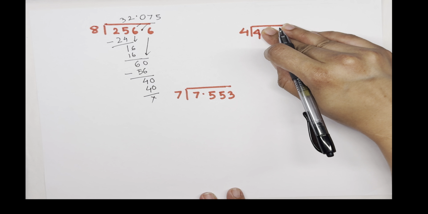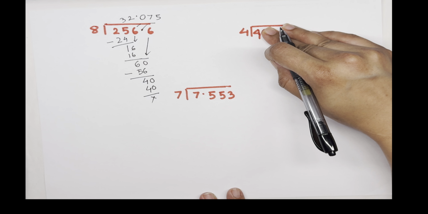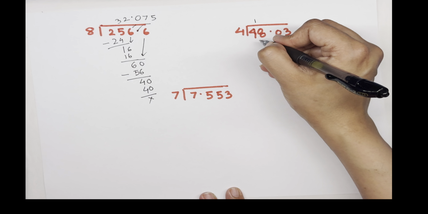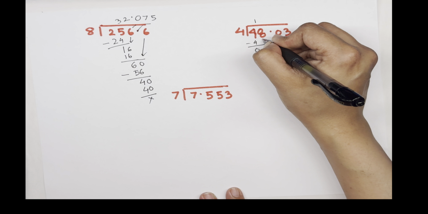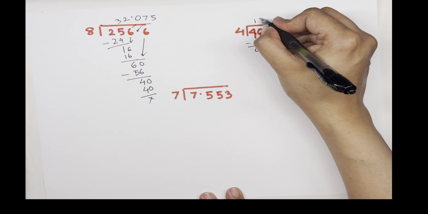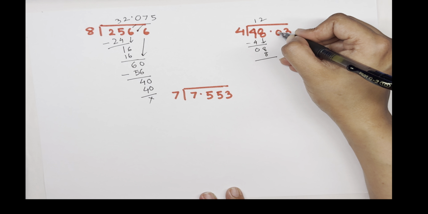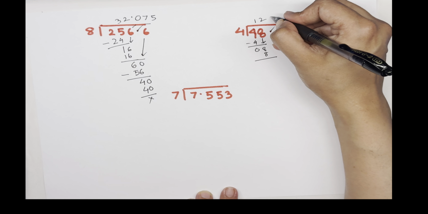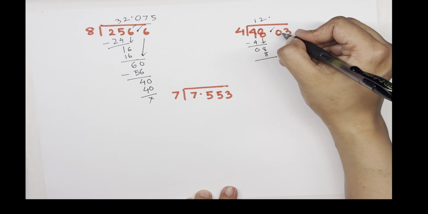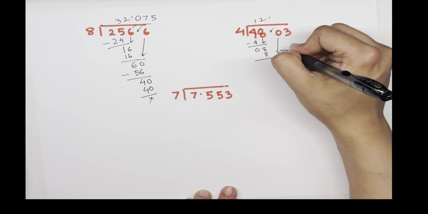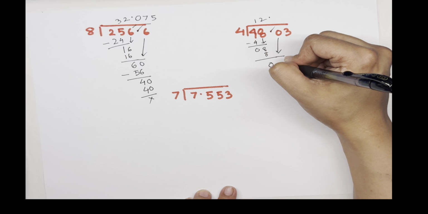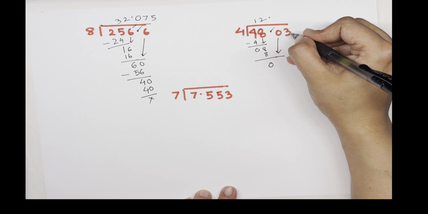Is it going? Yes, it is because it should be either equal or bigger. So 4 times 1 is 4. 0. 8 down. 4 times 2 is 8. We cannot put more digits down because the decimal is blocking the way. Put the decimal on top. Bring down 0. It is not going, but we have more digits there. At least one digit there that I can put down.